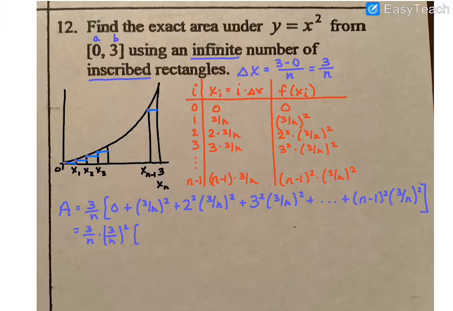There's a 0, which I don't need to write. It's not written there, but when I take the 3 over n squared out, there's essentially a 1 left, which I'm going to write as 1 squared. Plus there's 2 squared, plus 3 squared, plus so on and so forth, up into n minus 1 squared.